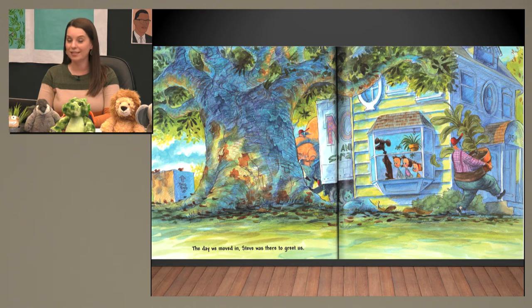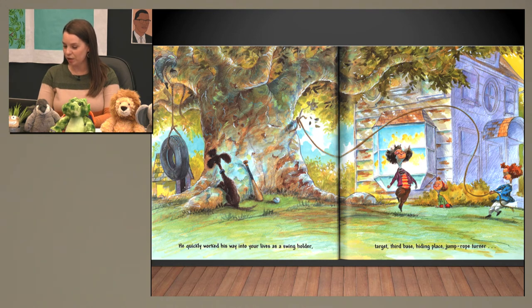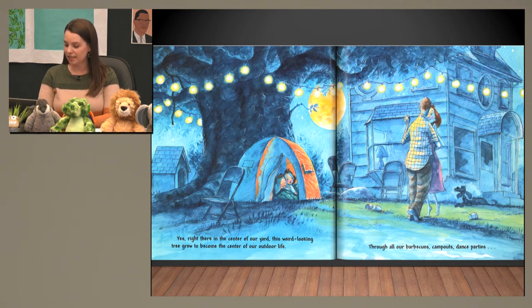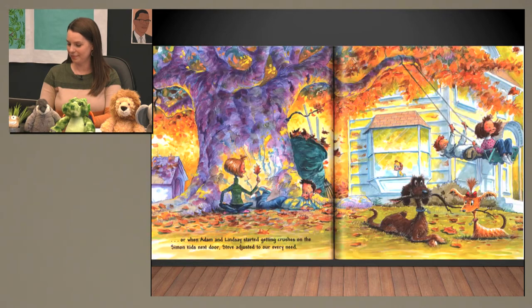The day we moved in, Steve was there to greet us. He quickly worked his way into our lives as a swing holder, target, third base, hiding place, jump rope turner. And whenever our dryer broke down, it held our underwear with pride. Yes, right there in the center of our yard, this weird-looking tree grew to become the center of our outdoor life. Through all our barbecues, campouts, dance parties, or when Adam and Lindsay started getting crushes on the Simon kids next door, Steve adjusted to our every need.